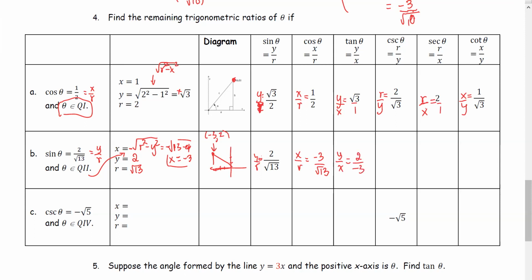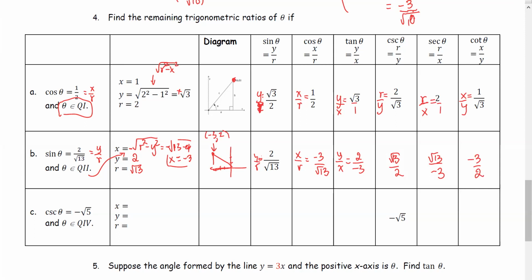Cosecant theta is the reciprocal of the sine theta, so we get square root 13 over 2. The secant theta is the reciprocal of the cosine, or square root 13 over -3. The cotangent theta is the reciprocal of the tangent, or -3 over 2.